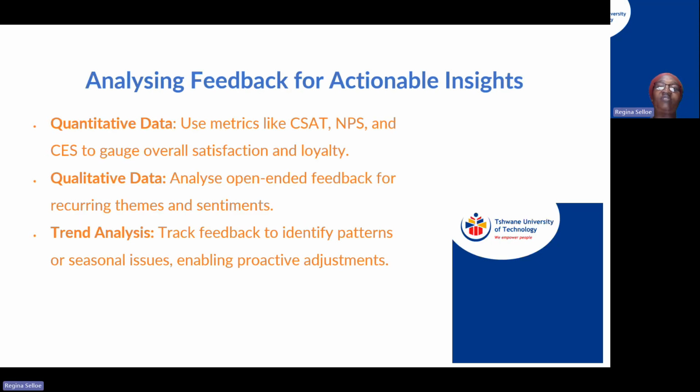To get valuable insights from our contact center feedback, we must look at feedback from different sources like customer surveys, complaints, and social media reviews, in order for us to find common themes and patterns and sort the feedback into positive, negative, and neutral comments. Now, with quantitative data, we use metrics like customer satisfaction, Net Promoter Score, and also the Customer Effort Score to gauge the overall satisfaction and loyalty of the customers.